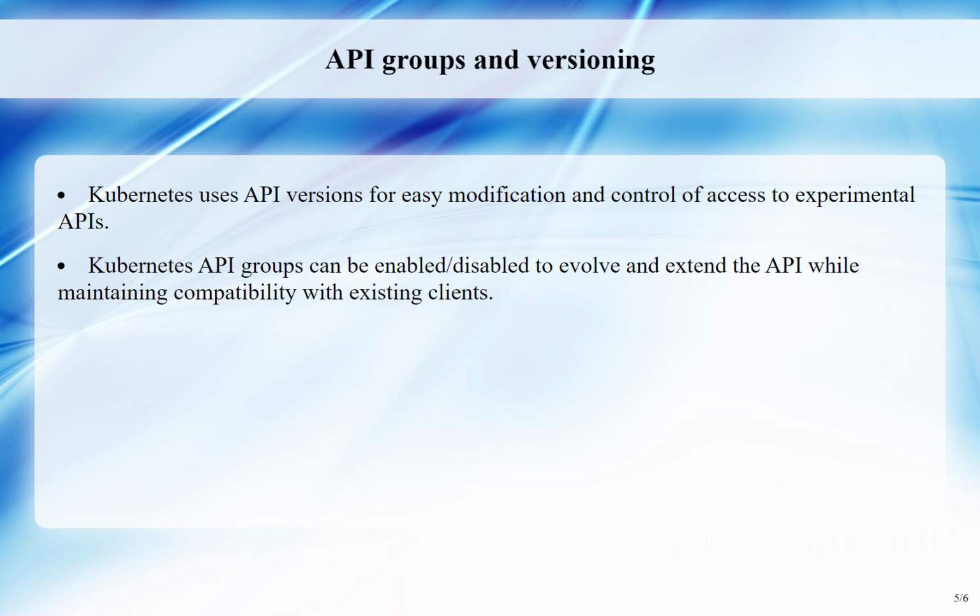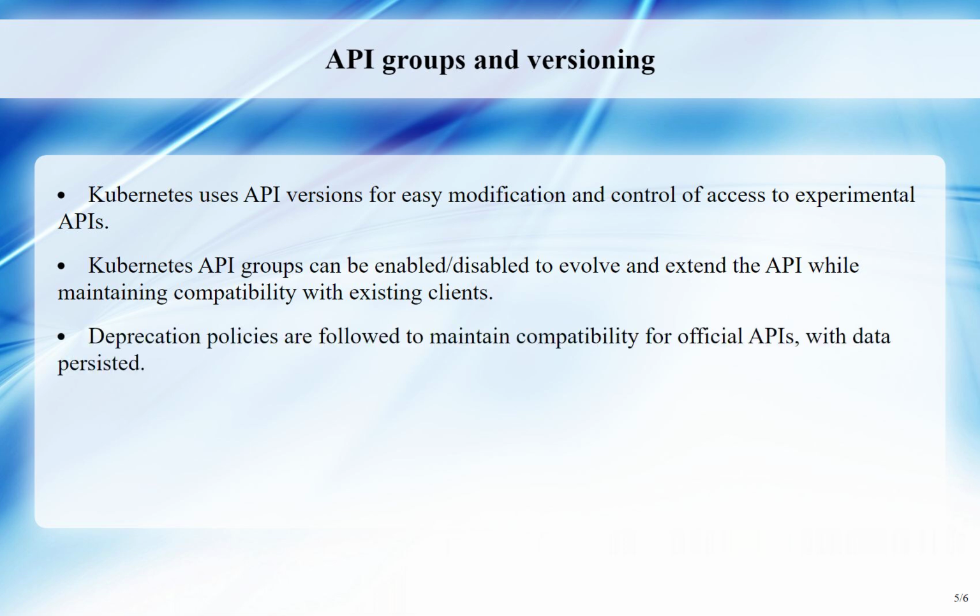Kubernetes aims to continuously change and grow the API without breaking compatibility with existing clients, adding new resources and fields regularly. API deprecation policies are followed when eliminating resources or fields. Compatibility is maintained for official APIs once they reach GA, with data persisted via beta APIs also convertible to GA versions.